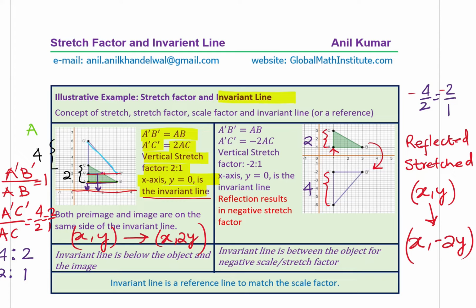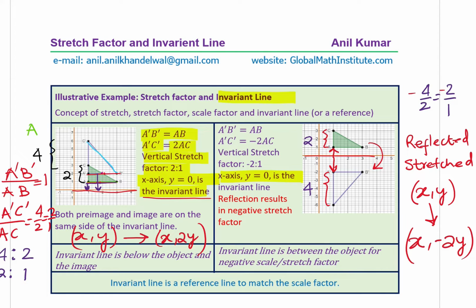So it seems that the x-axis in this case also is the invariant line, since we have to go up 1 unit to get to the original triangle ABC, and then negative 2 times is the base of the reflected one or the image. You get the idea, right? So that is how we can get the invariant line. So in this case, the invariant line for us is again the x-axis, y equals 0.